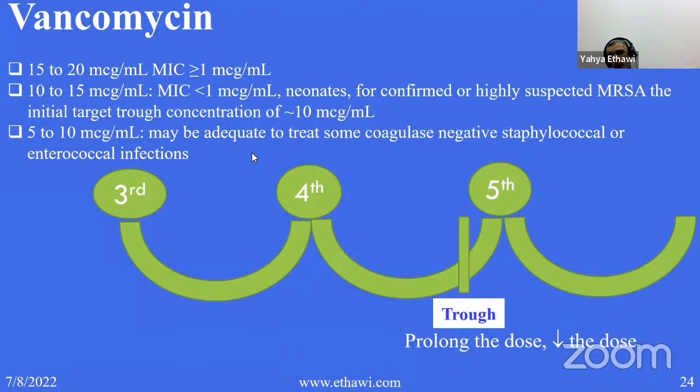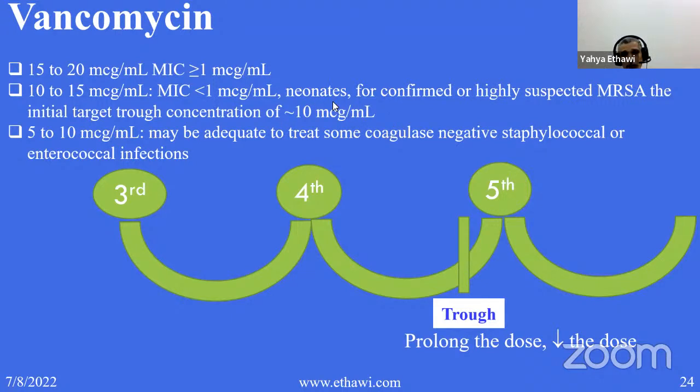I don't check the level when ruling out infection, but I use it with documented infection because I need to use it for a long time. Usually when the level is 15 to 20, the minimal inhibitory concentration is more than 1 mic per mil. If your level is 10 to 15 mic per mil, the minimal inhibitory concentration is usually less than 1.